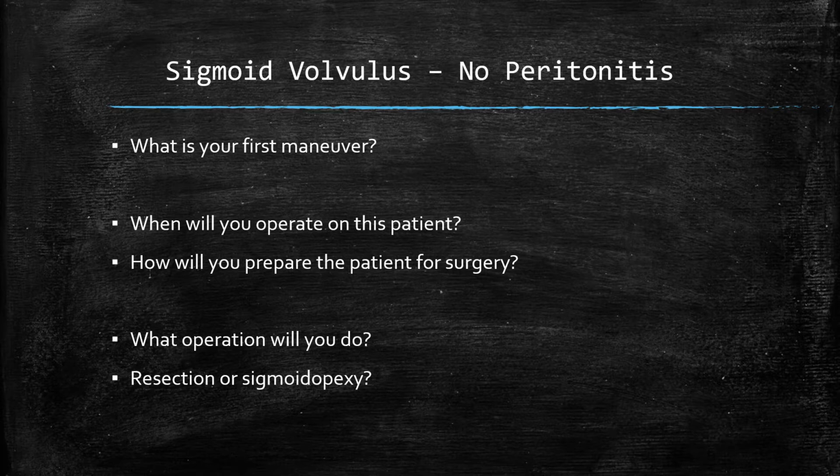All right, what is the first thing to do in a patient with sigmoid volvulus and no peritonitis?